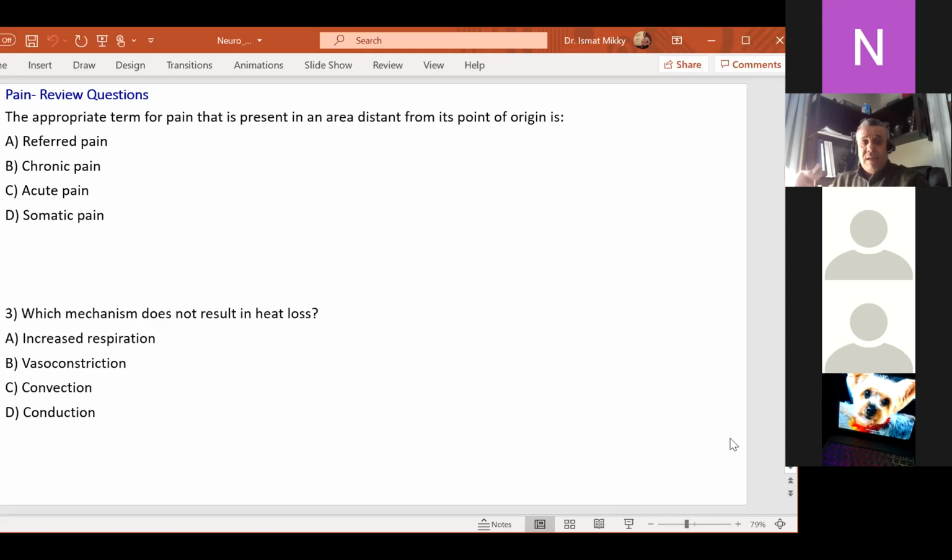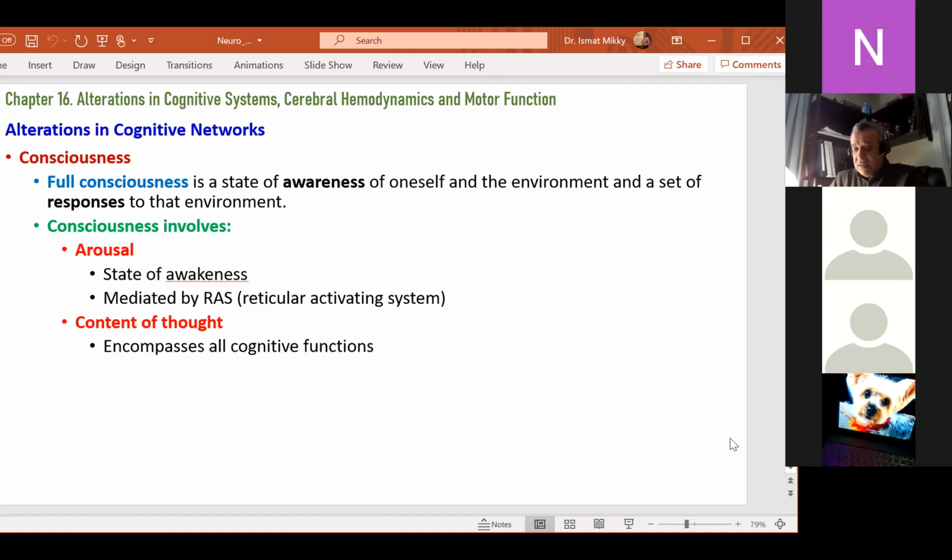Next question. Which mechanism doesn't result in heat loss? The answer is B, vasoconstriction. Good. So vasoconstriction is a mechanism that can conserve heat. Increased respirations, conduction, convection, all of these mechanisms are going to result in heat loss.